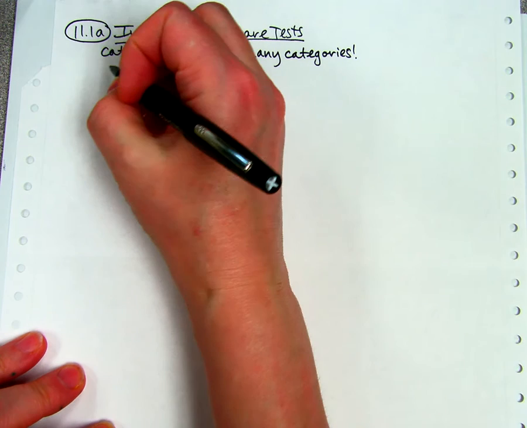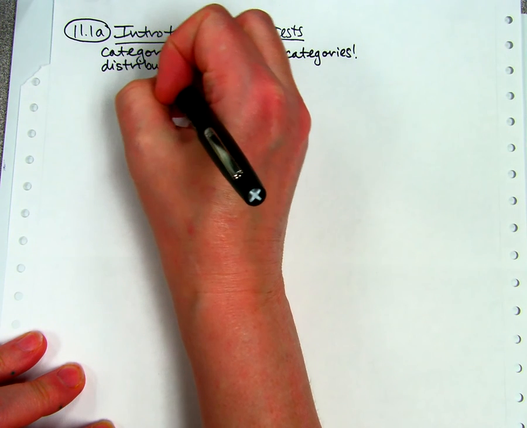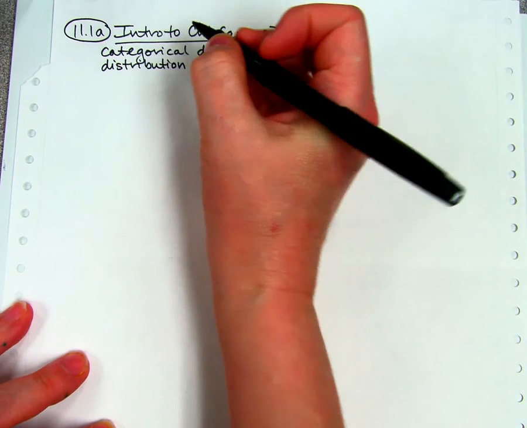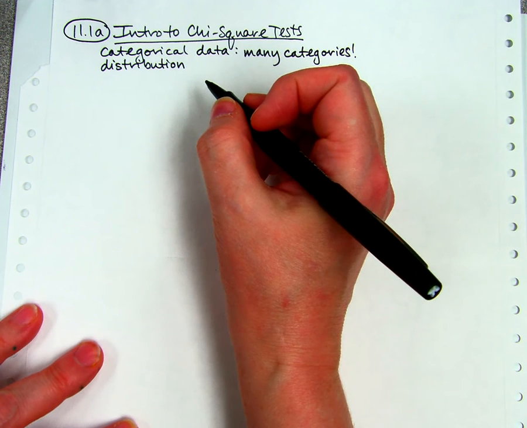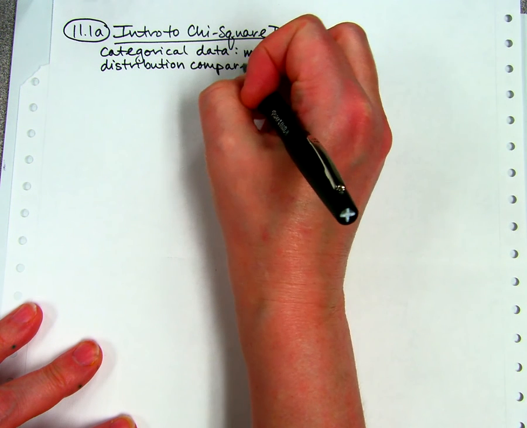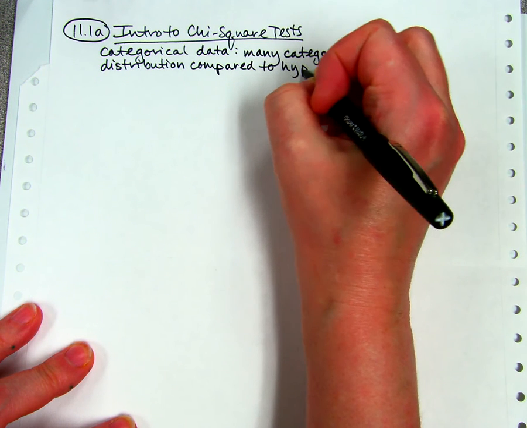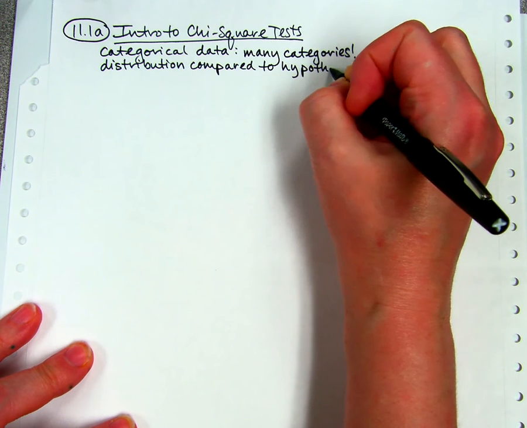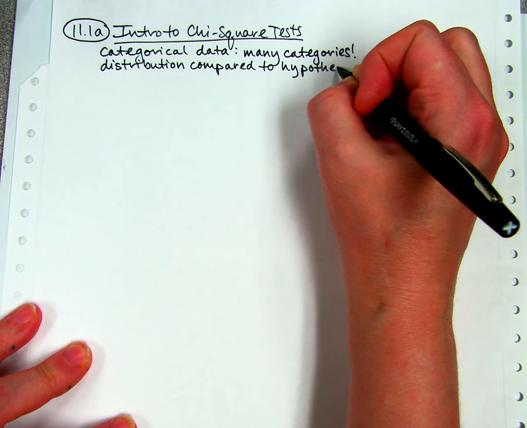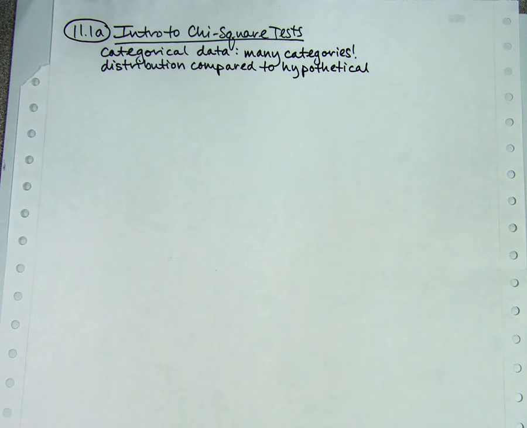So we're going to compare the distribution of our population, which we're going to use a sample to estimate, of course, and we're going to compare it to a hypothetical distribution that we think is true. And that would be the proportions for all the different categories. Hypothetical. I had to stop and think about how to spell that.